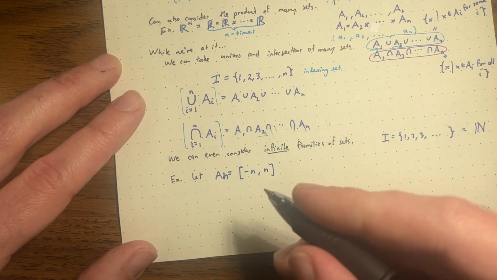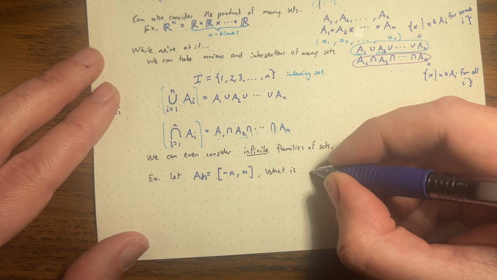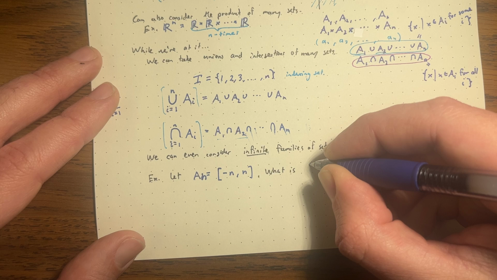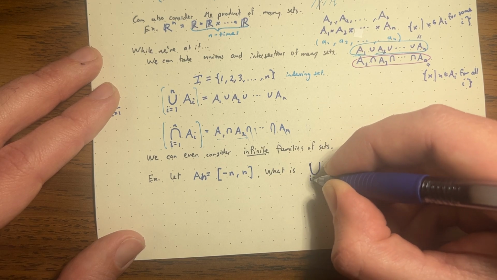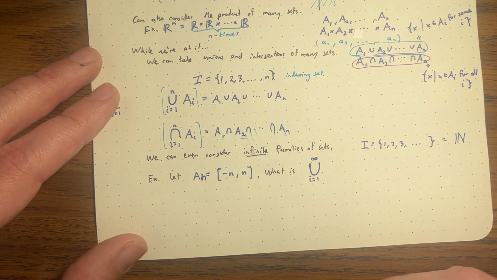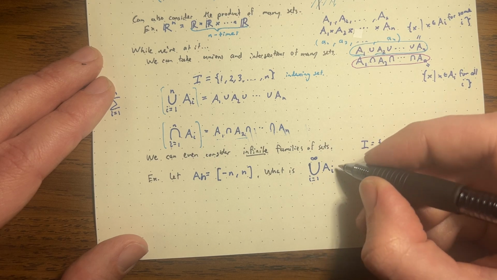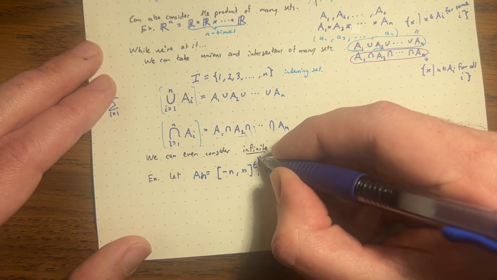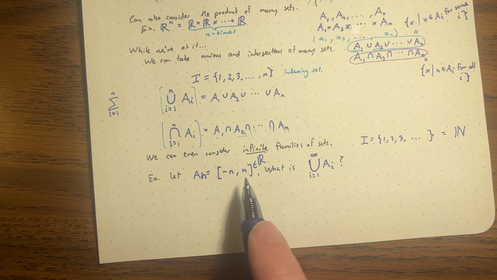Now I've got a question. Let's do the union from i equals 1 to infinity. So we have an infinite number of sets A_i. What is that set? How do you describe it? Oh, and by the way, what is this A_n? This is literally just a closed interval from negative n to n on the real number line. So just take all the numbers between negative n and n inclusive.